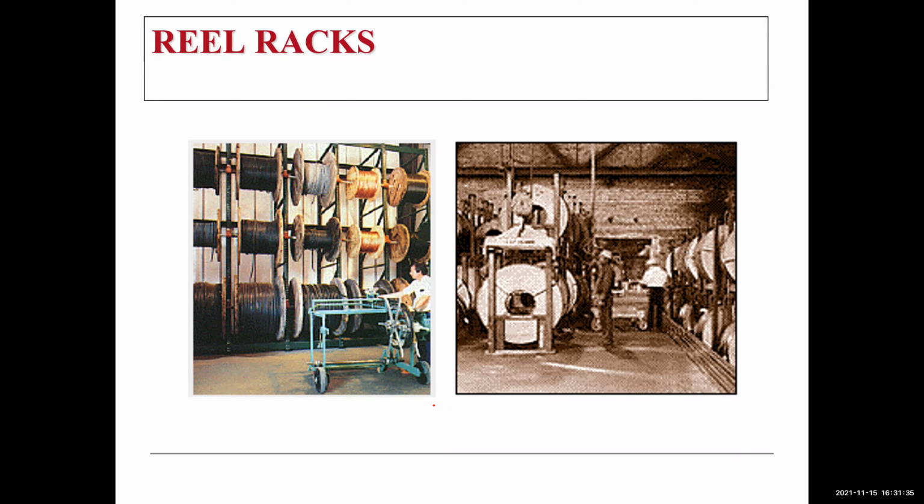Yes, those types in which you can stack them like they were a pallet, for example. Yeah, good question. These ones are designed more for pulling the material, cutting a specific amount, and then using that.